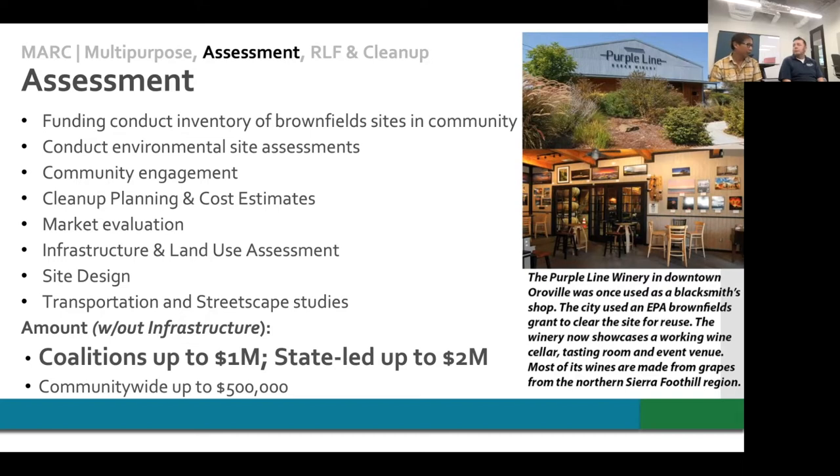Is UMass a community wide? No, I think that's a coalition. It's a coalition? Yuma County. All right. But there are community wides, which is one city can apply for up to $500,000. So if Buckeye wanted to go in for a community wide, you can just go in solo and apply for yourself.